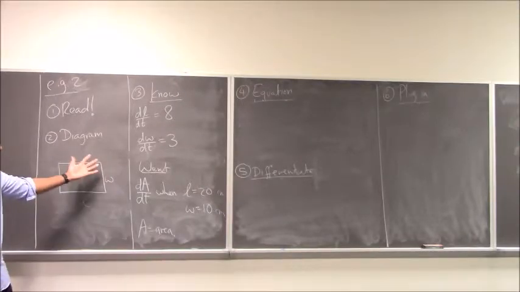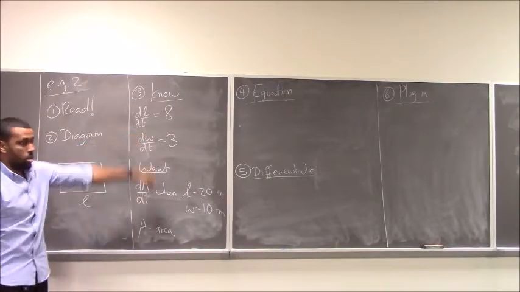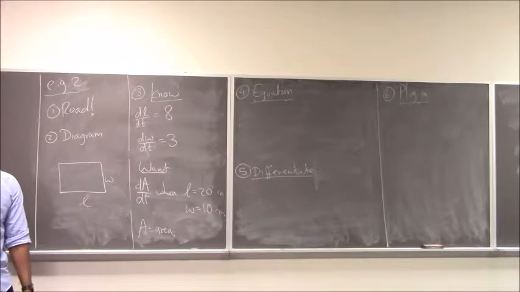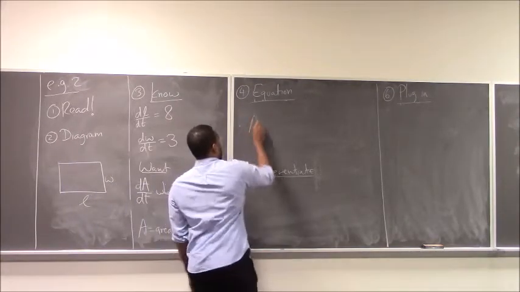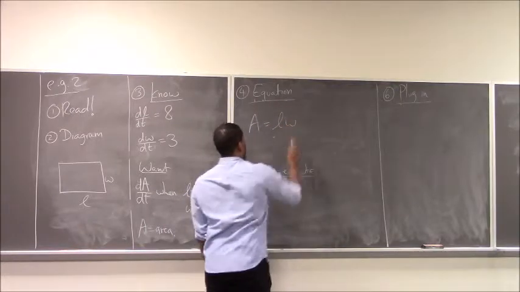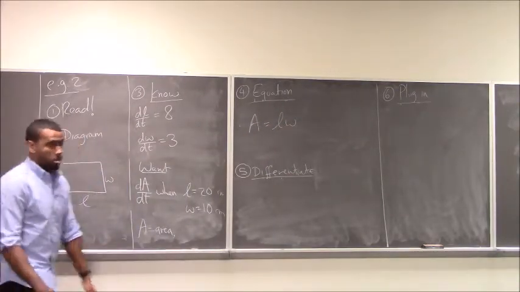that relates all these variables? A, W, and L. A equals L times W. Area equals length times width. That's step 4.